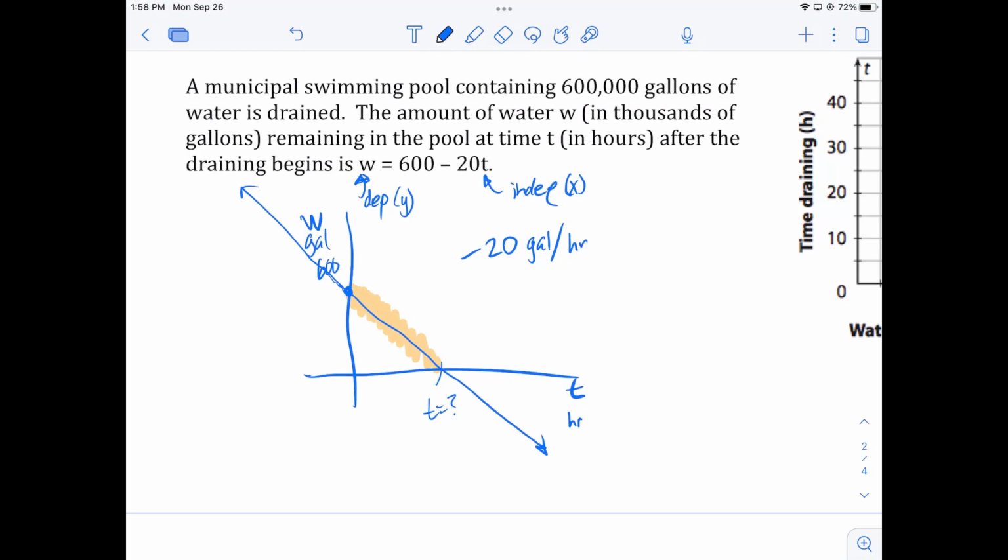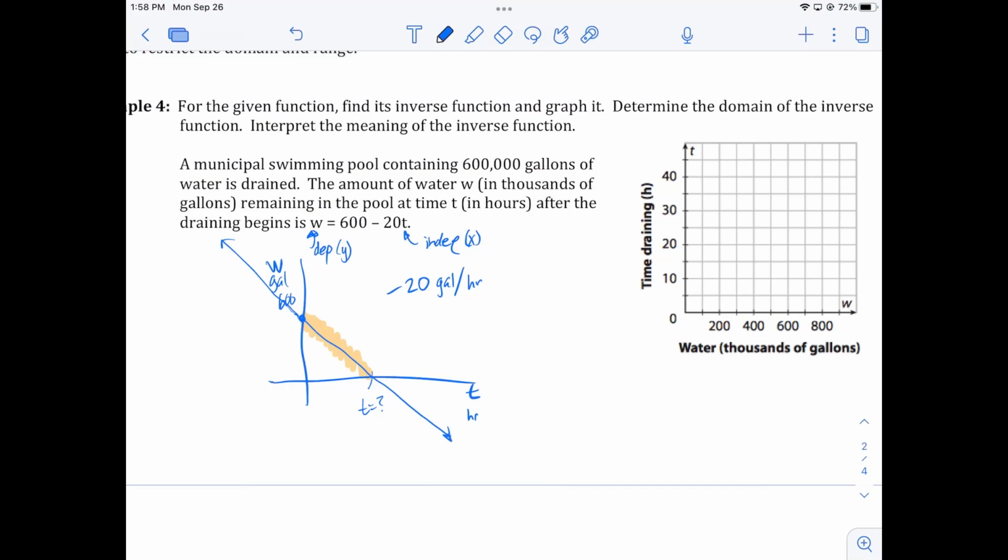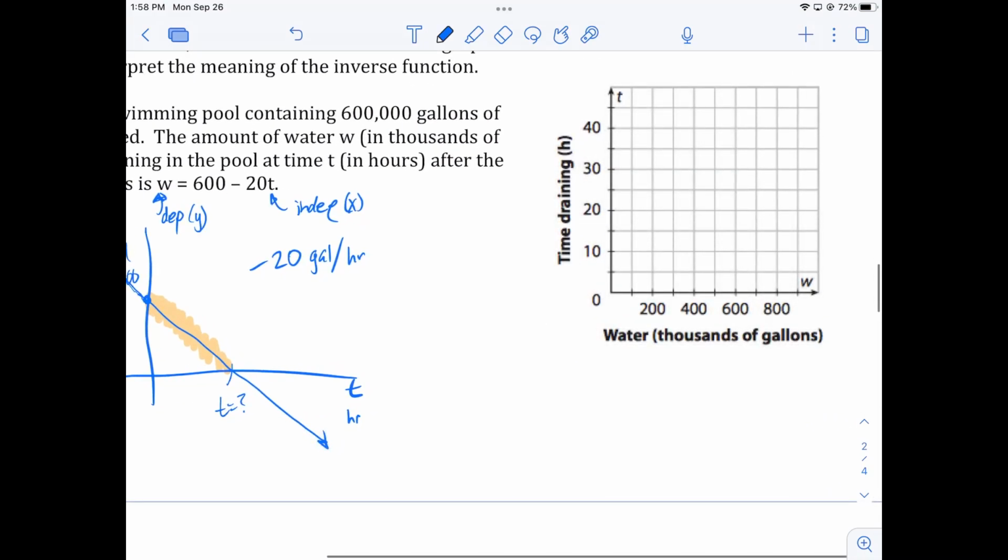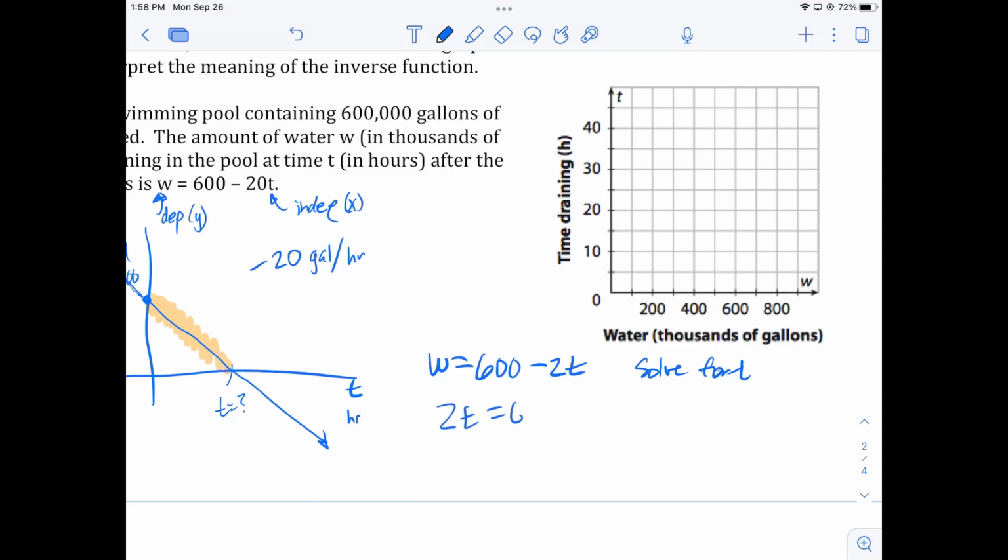But what it wanted us to do is flip it around. When we solve the other way, we can't just flip, we have to solve. So let's take W equals 600 minus 20t, and now we're going to solve for t. So we get 20t equals 600 minus W. How did I do that? I just brought the negative 20t across to the left, made it positive, and brought the W across to the right and made it negative. It's like a double shell move. It's real easy to move things across the equation.